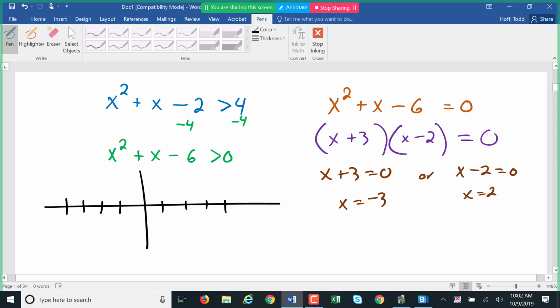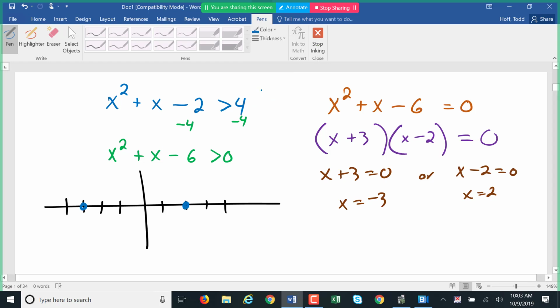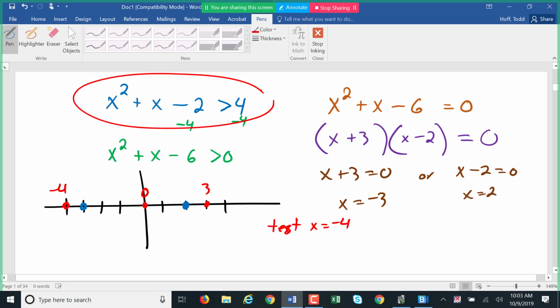So I've got positive 2, negative 3. So the points I'm going to test, I have 3 regions to test. Let's do negative 4 in this region, 0, which is always going to be between them there, and I'll have a positive 3. So let's test x equals negative 4, again back in the original inequality.